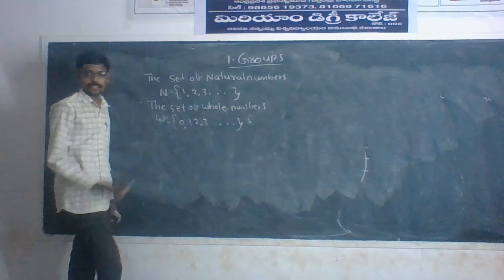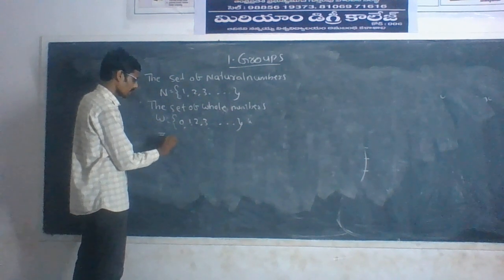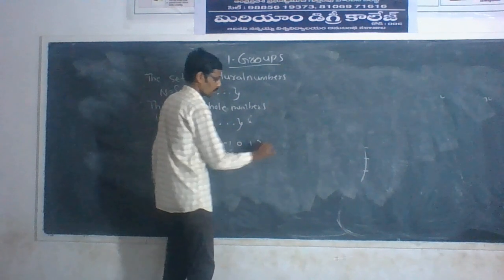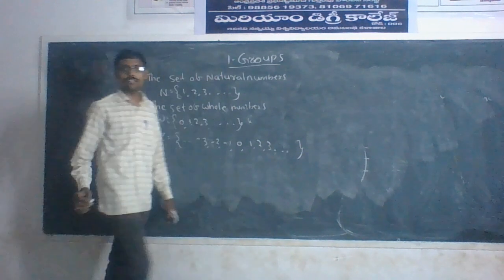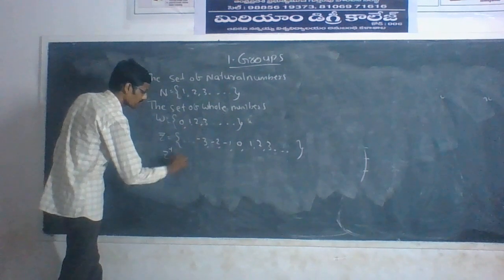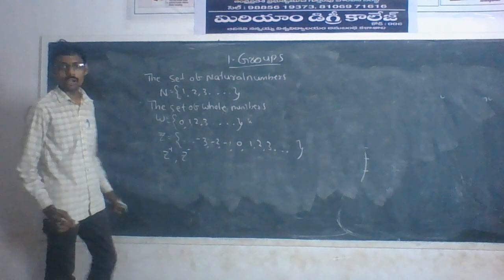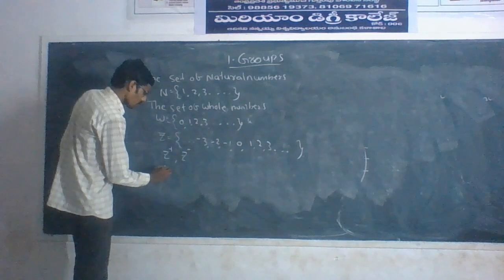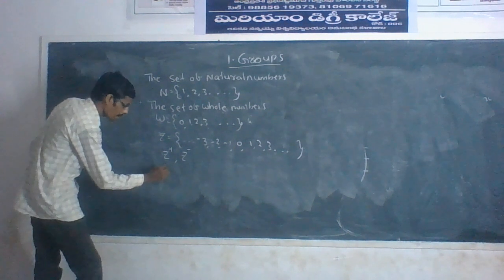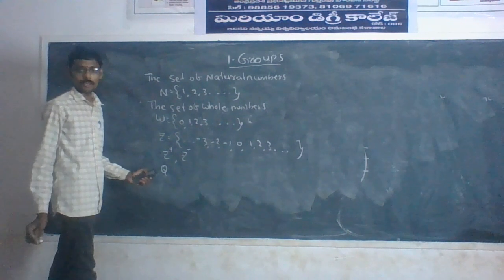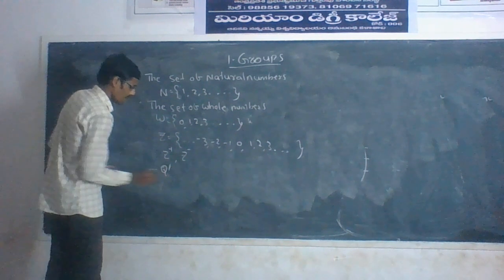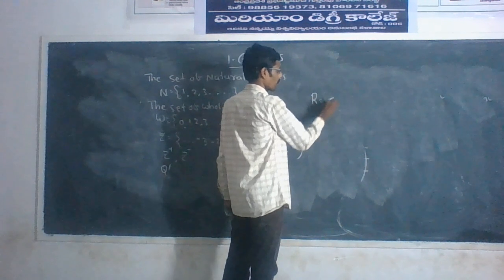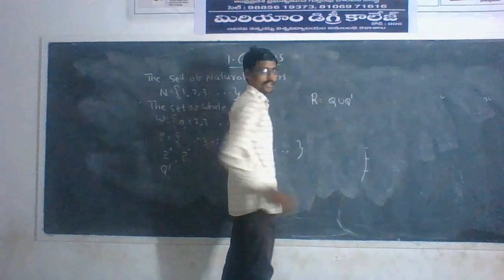The set of integers is denoted by Z: -3, -2, -1, 0, 1, 2, 3 and so on. Positive integers Z plus, negative integers Z minus. Next, rational numbers Q. Irrational numbers Q dash. Real numbers are denoted by capital R, which is equal to Q union Q dash.